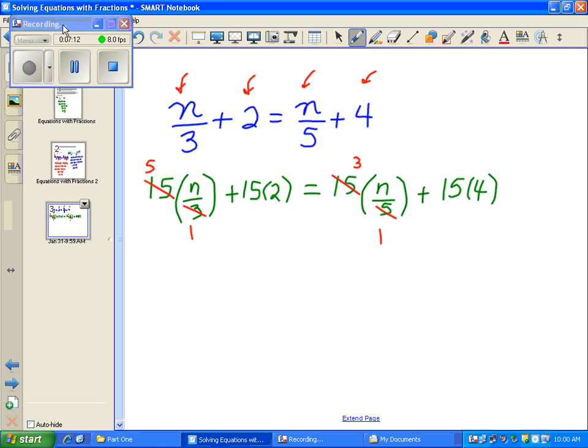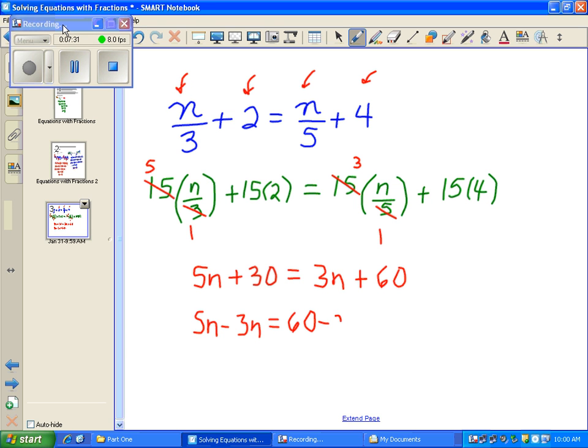And now we can simplify. 5 times n we write as 5n. 15 times 2 is 30. 3 times n is 3n. And 15 times 4 is 60. Now again, we do the same thing, letters on the left, numbers on the right, and solve.